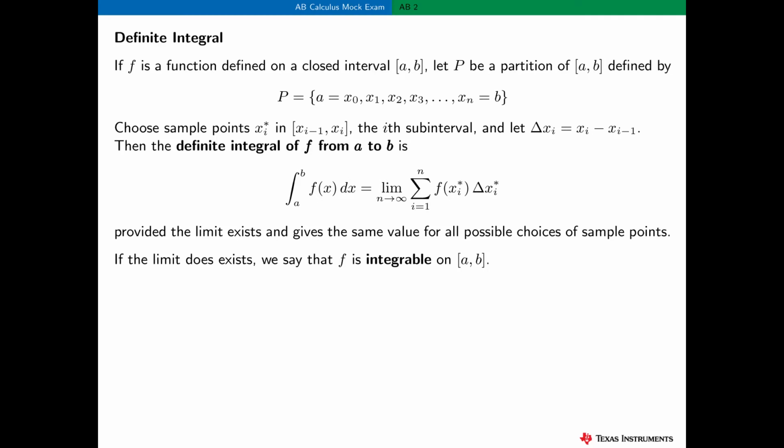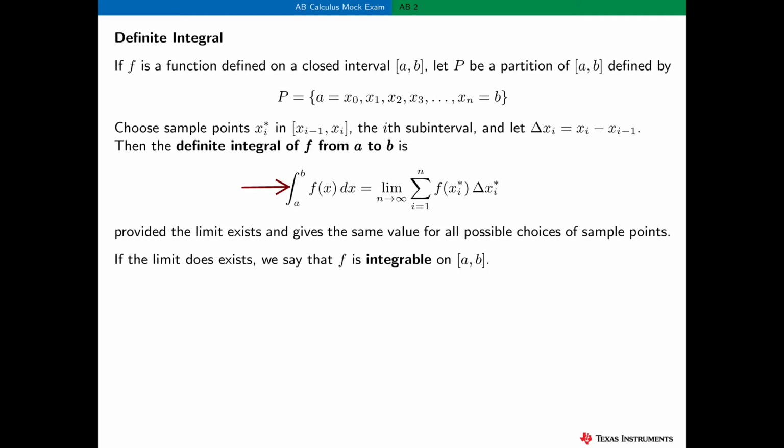Choose the sample points x sub i star in the ith subinterval, and let delta x sub i be the width of the ith subinterval. The definite integral of f from a to b is denoted this way, and defined to be the limit of the Riemann sum, provided of course that the limit exists and results in the same value for all possible choices of the sample points. Now, just a few quick notes here.